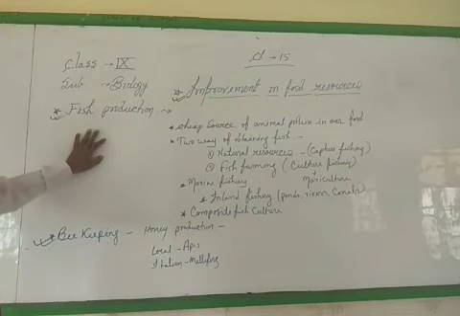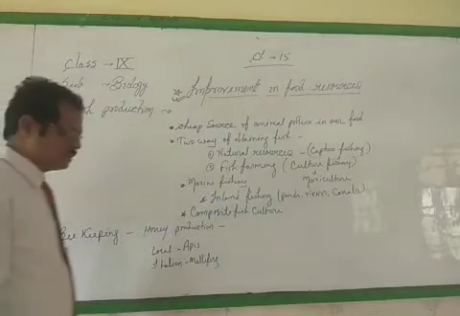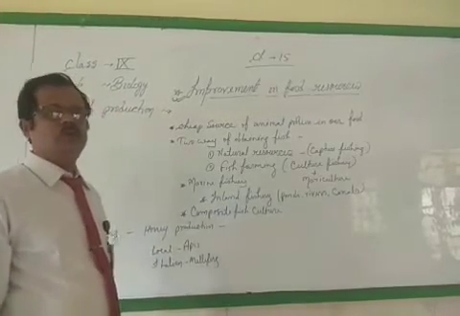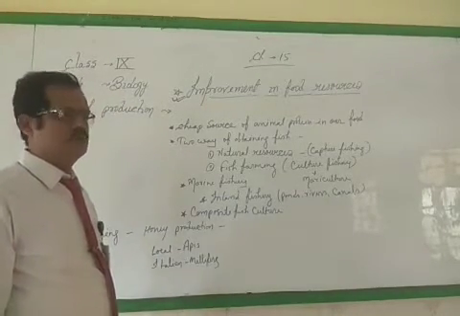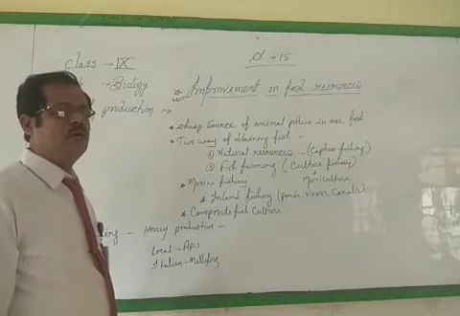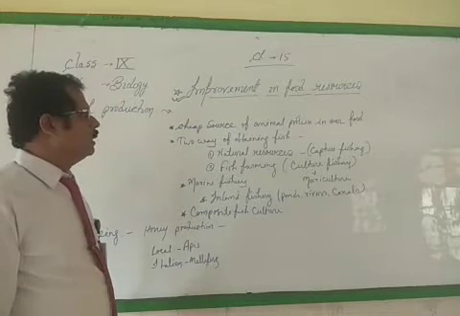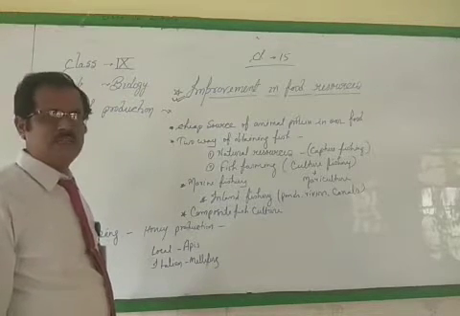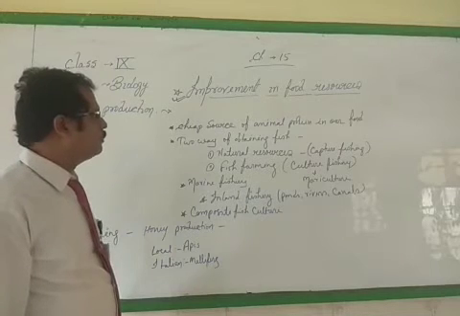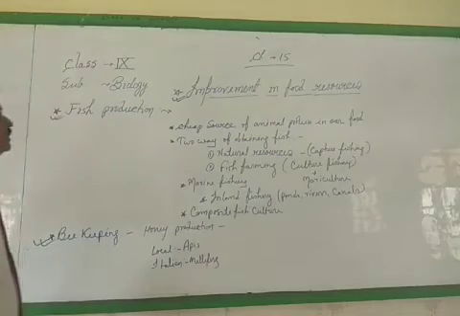First is fish production. Fish are the best resource for obtaining proteinous food. Nowadays, there is a great demand for proteinous food from fish. This is also best for our balanced diet, and we obtain animal protein from fish.